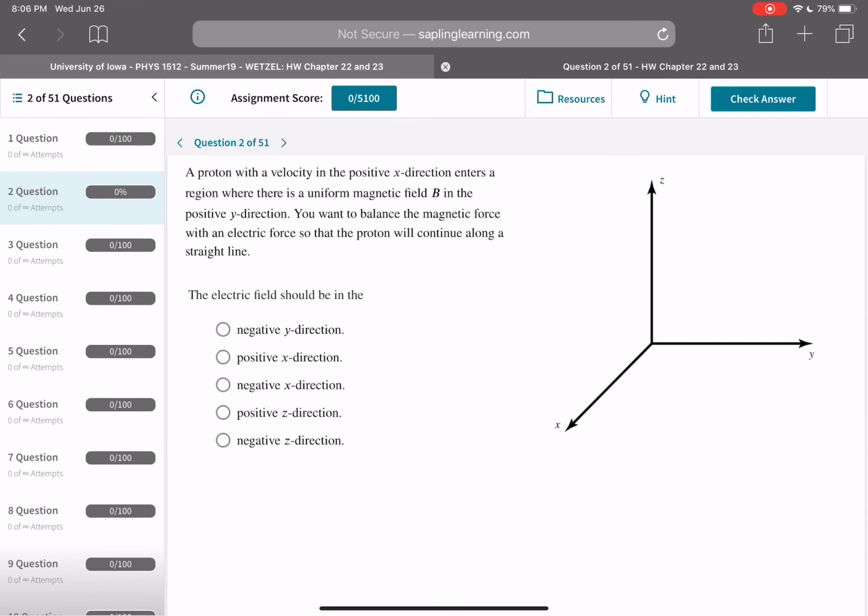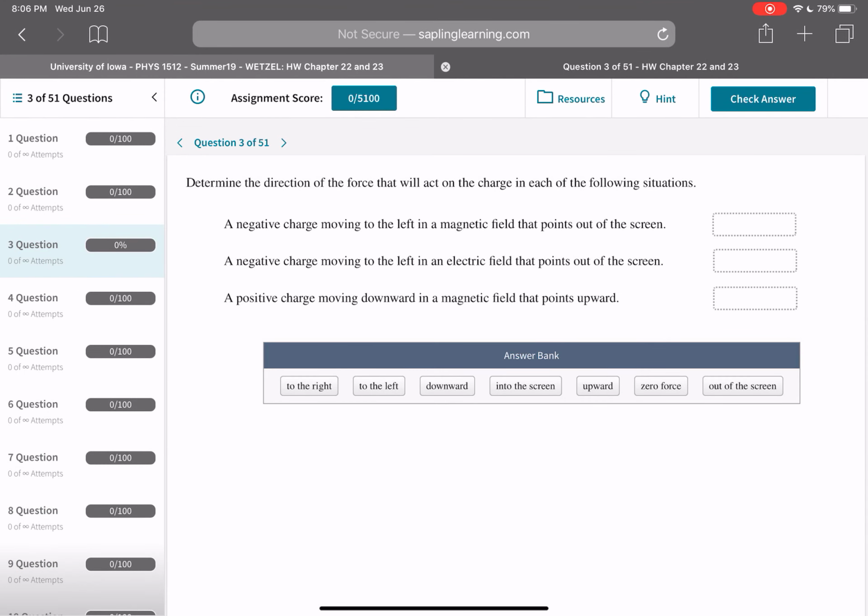Next question. Determine the direction of the force that will act on the charge in each of the following situations. So you've got a negative charge moving to the left in a magnetic field that points out of the screen. Negative charge moving left, electric field that points out of the screen. Okay, so we've got a magnetic field, an electric field, positive charge moving downward, and a magnetic field that points upward.